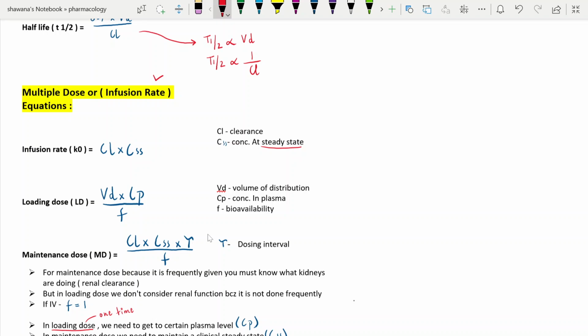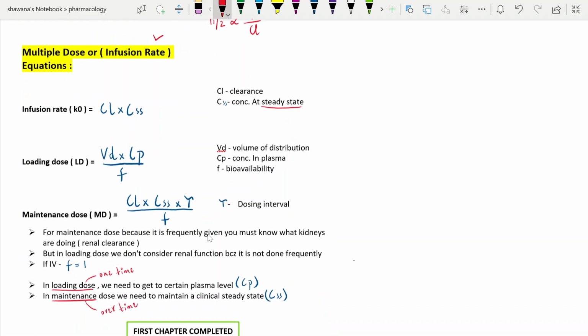Infusion rate is indicated as K0, and K0 is equal to the clearance multiplied by the concentration of the drug at the steady state. You just need to remember these formulas and know their function, for when some values are given and you need to calculate the others.